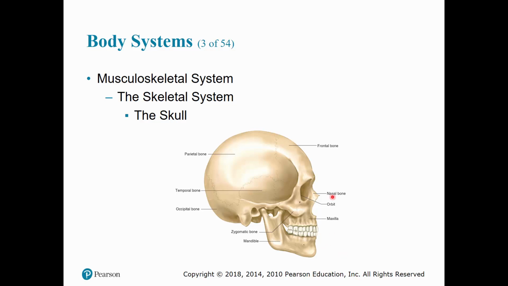And this is what protects our brain. Also within our skull, you have your nasal bone, your orbit, which is where your eyes are contained, your maxilla, and your mandible, which is your jaw. Lower jaw being mandible, upper jaw being maxilla, your zygomatic bone, which is your cheekbone, your temporal bone that I was pointing at, that's your temple, and occipital bone, just in the back of your head.